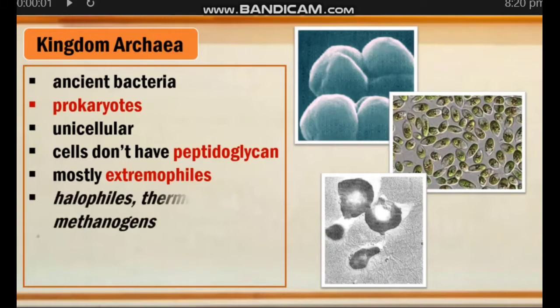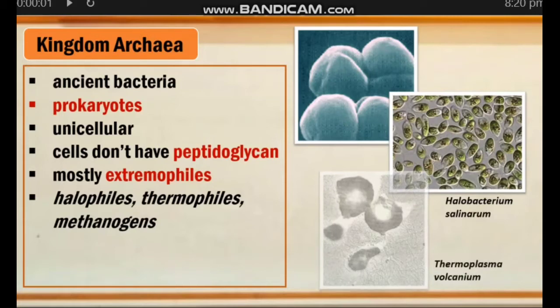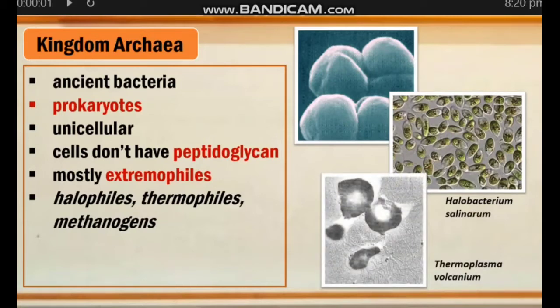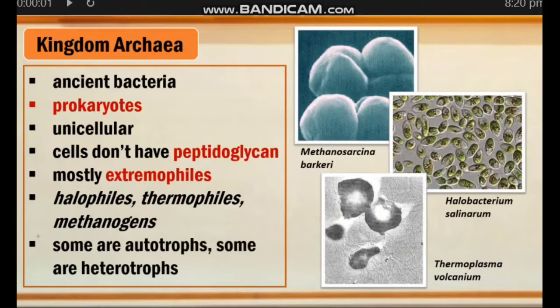It includes halophiles, or the extremophiles that thrive in high salt concentrations, such as Halobacterium salinarum, the thermophiles, or an extremophile that thrives at relatively high temperature, such as Thermoplasma volcanium. Of course, we also have methanogens, which are anaerobic microorganisms capable of producing methane, such as Methanosarcina burkeri. Some archaebacteria are autotrophs or are capable of producing their own food, while some are heterotrophs or they cannot make their own food.